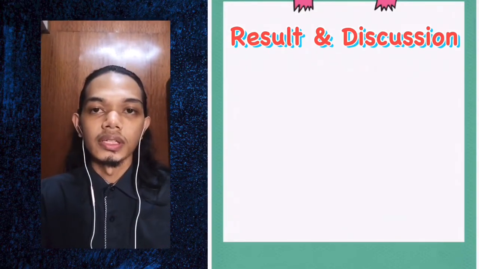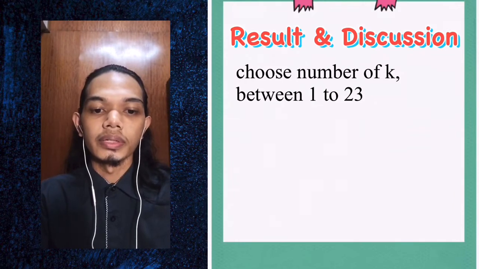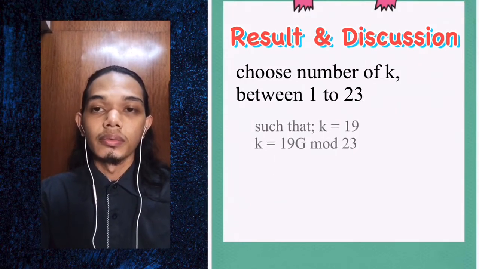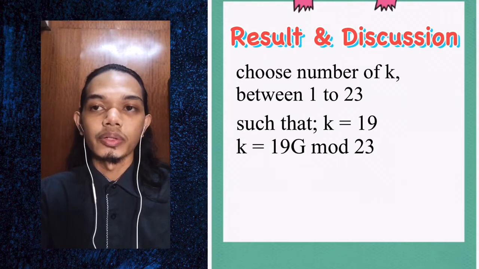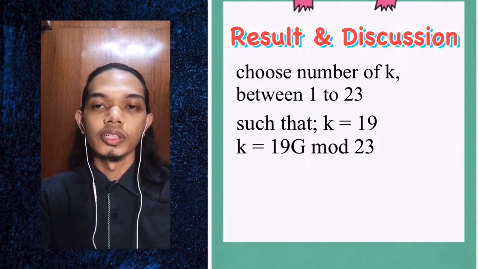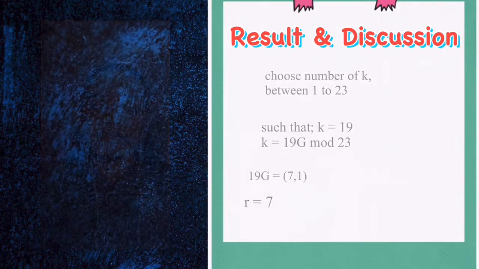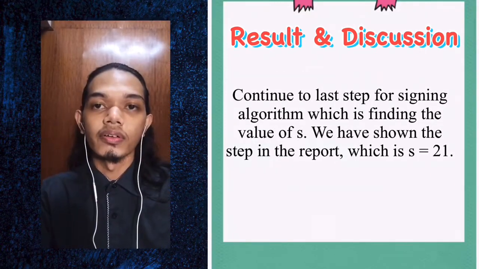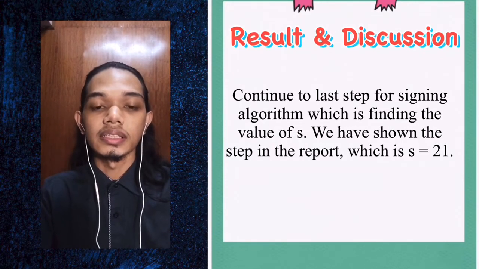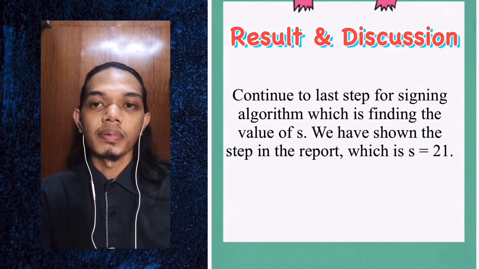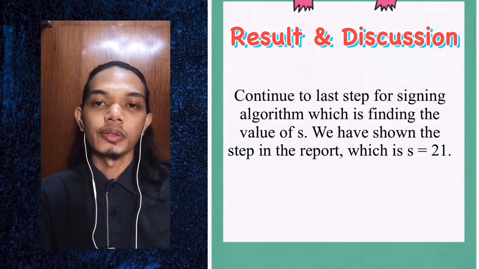Then Alice will choose a number k, where k is a value between 1 and 23. Then Alice will compute the point K, where the generator is multiplied by the k value modulus p. Then we will get point K, which is (7,1), and the x coordinate of point K is labeled as r. Then Alice will compute the value of s, where s is equal to k inverse multiplied by z plus r a mod p. Thus we will get the s value, which is 31.